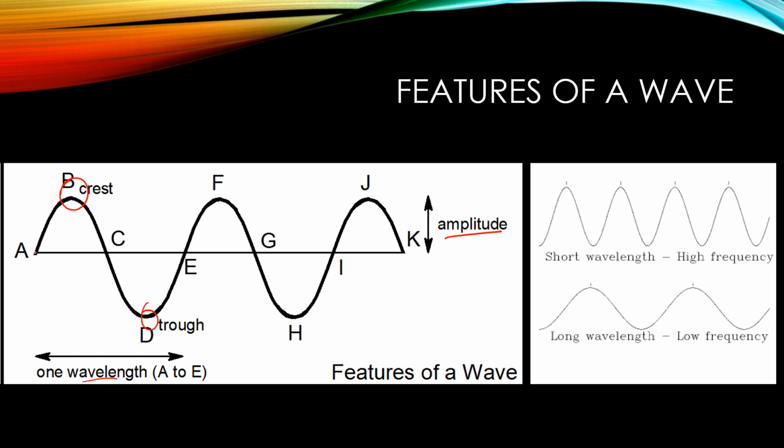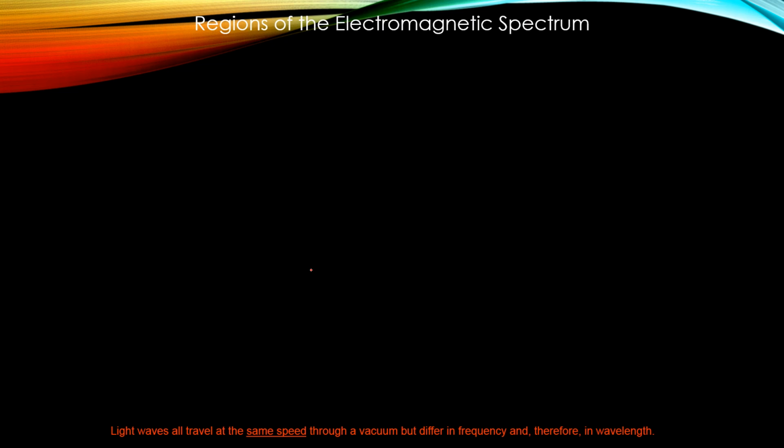Now, one cycle of a wave looks like this. It goes up, it goes down, and it reaches the same point. Now, the distance it takes to do that is called the wavelength. So that there is called the wavelength. And it does that over and over and over. It repeats itself.